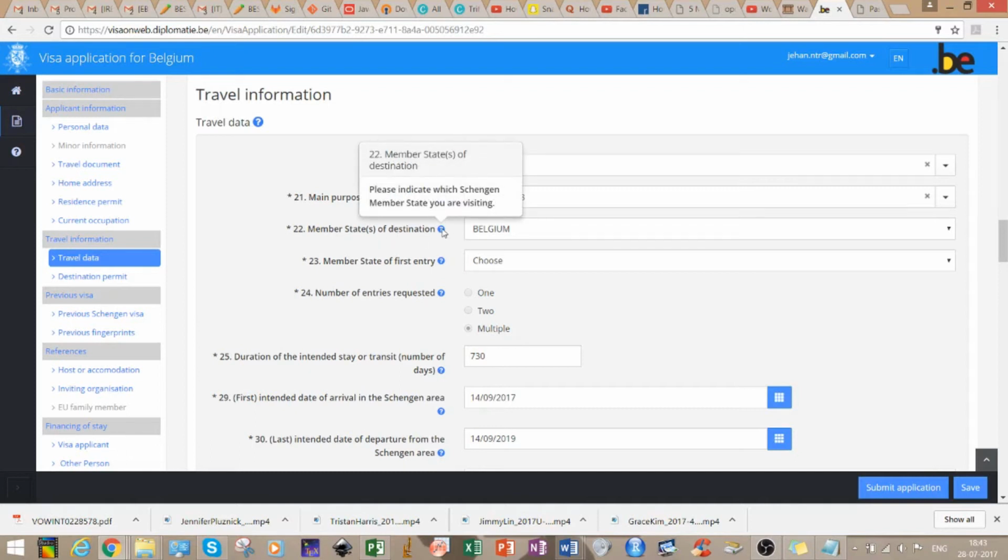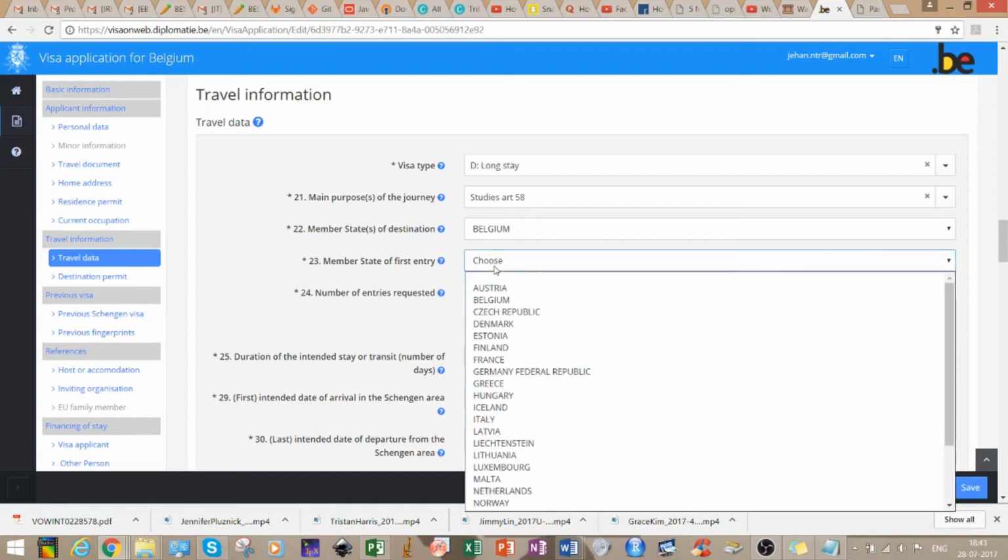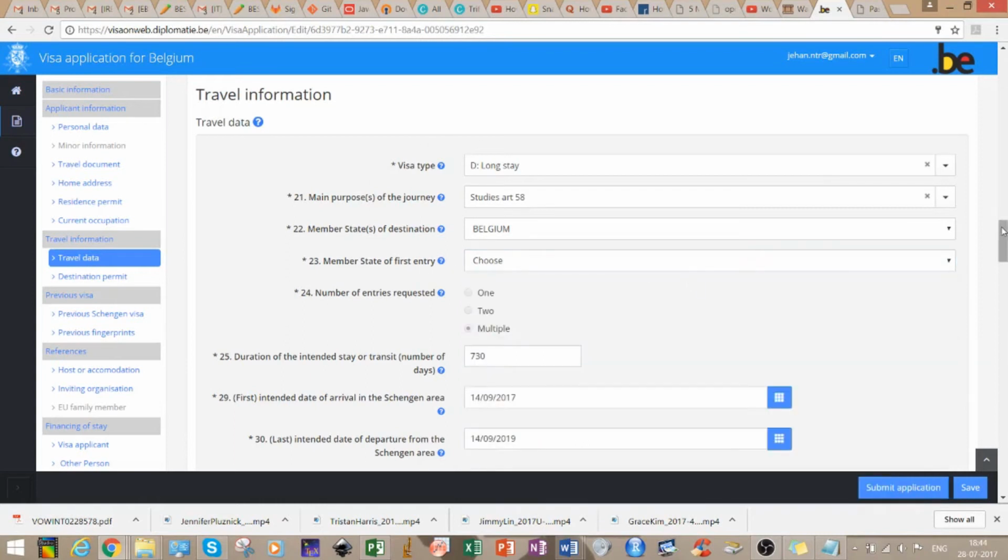You've got to realize that this is also the same for tourist visa. For reasons, they wanted to compile them together. That's why they're asking member states. So if you're going to multiple, but here your destination is Belgium. Member state of first entry really depends on where you're landing first. For example, there's a high chance if you take the Jet Airways flight or Etihad, it lands first in Amsterdam. So then you choose the Netherlands as the member state of first entry. That's perfectly normal.